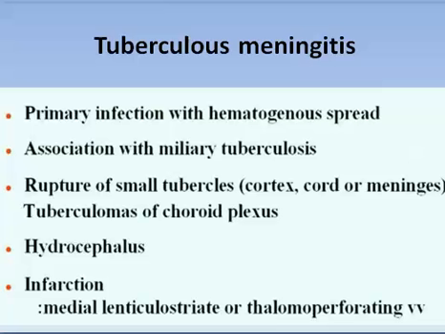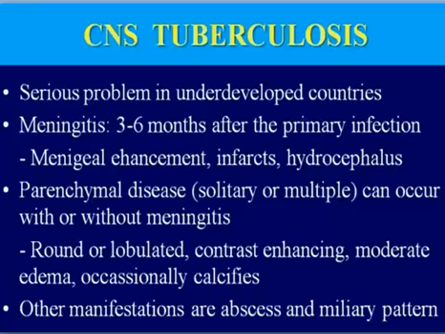CNS tuberculosis is a serious problem in underdeveloped countries. It gives meningeal, parenchymal, and other forms. Meningeal disease appears 3 to 6 months after the primary infection, with the typical meningeal enhancement, infarcts, and hydrocephalus. Parenchymal disease, either solitary or multiple tuberculomata, with or without meningitis, is seen as round or lobulated, contrast-enhancing lesions with moderate edema. Occasionally they may calcify. Other manifestations may include a miliary pattern of TB or abscess formation.